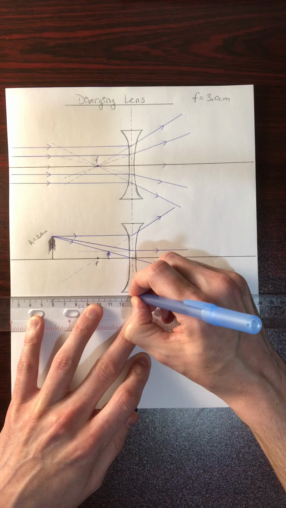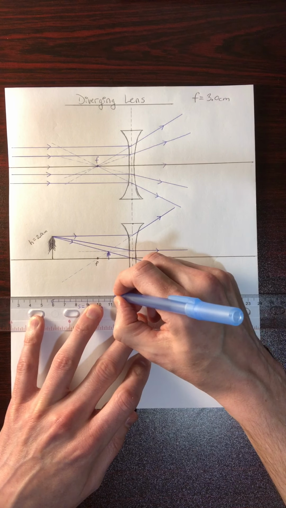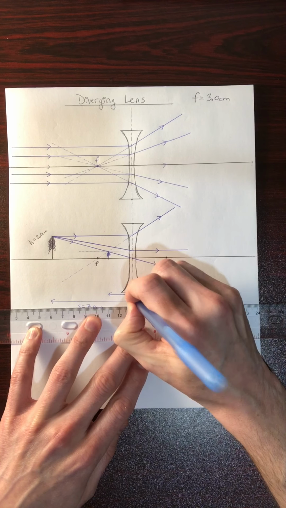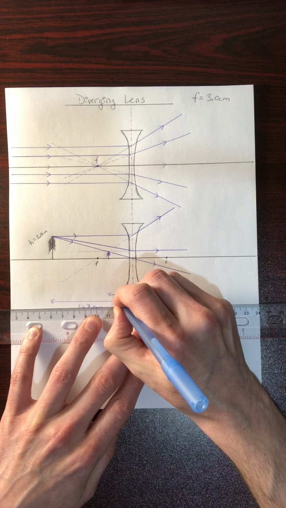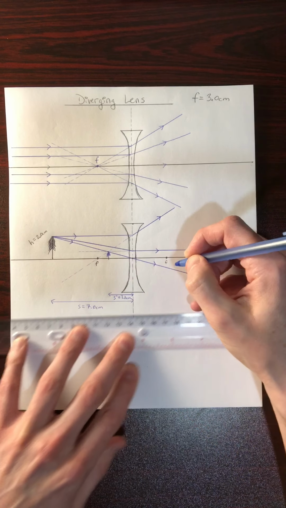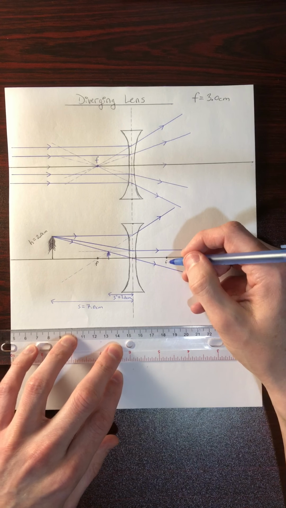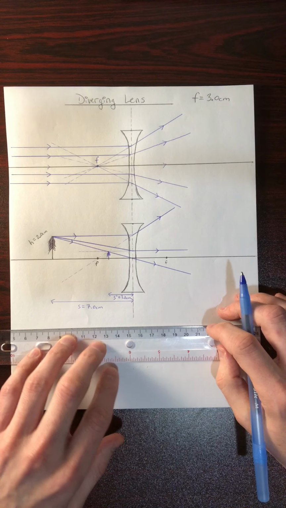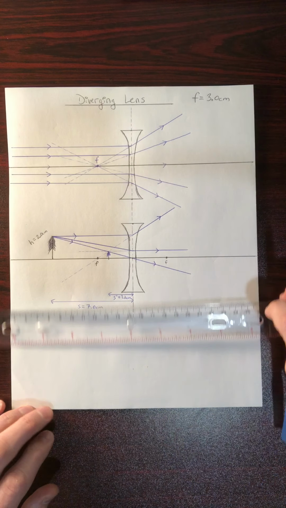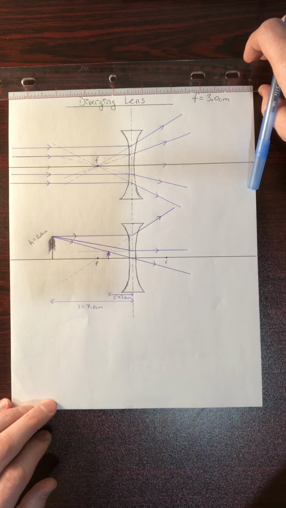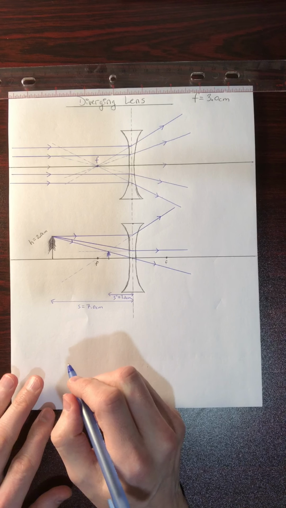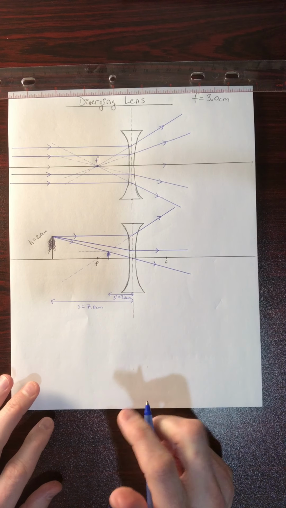So we're going to go just past the 2 centimeter mark. We've got a S primed, 2.1 centimeters. Okay. So we've done this all by ray tracing, but of course we can do this in a more mathematical sense and do this with equations. And we'll see how close we got with our diagrams.